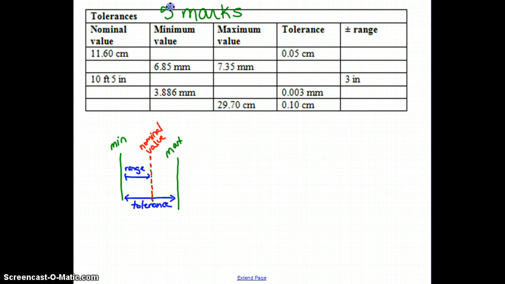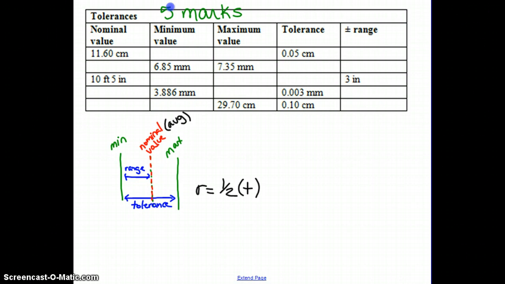Now, this little diagram helps me visualize each of these. So you'd have your min, you have your max. The nominal value is the average between them. The range is the difference between your nominal value and your min, or your nominal value and your max. And the tolerance is the difference between your min and max. You'll also notice that your range equals 1/2 of your tolerance.